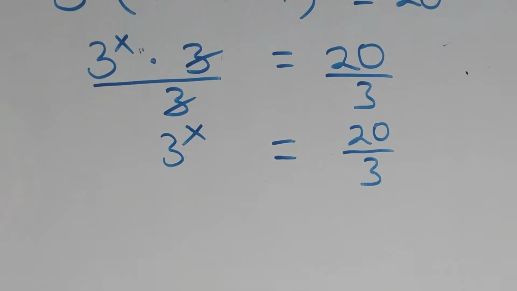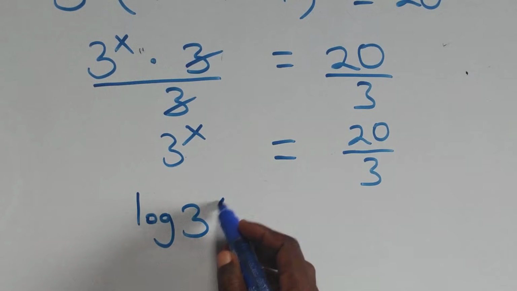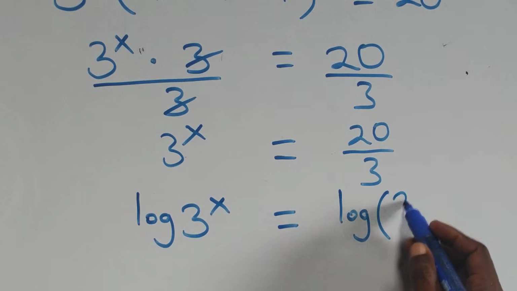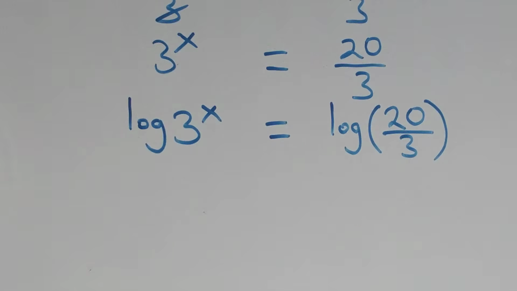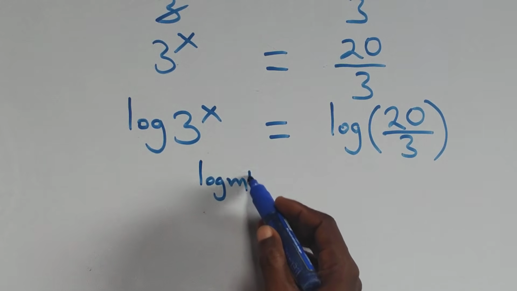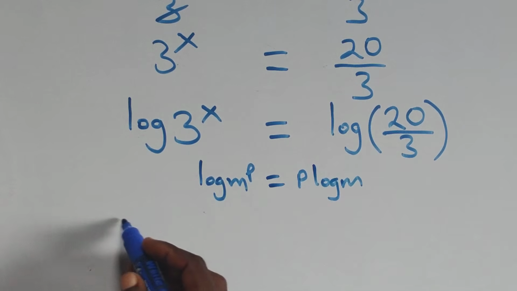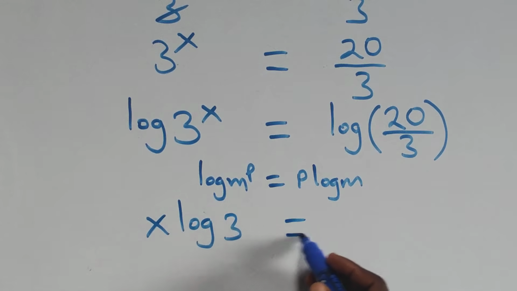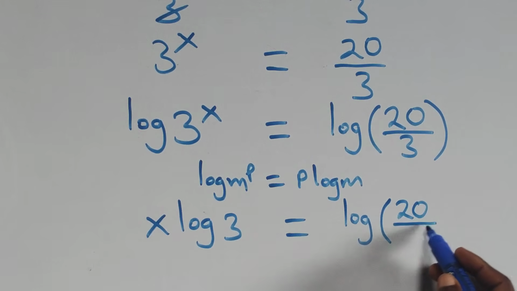The next step, we take the log on both sides. Here we have log 3 raised to power x equals to log 20 over 3 here. Then, applying the power law of logarithm, when we have log m raised to power p, which is the same thing as p log m, here this becomes x log 3 equals to log 20 over 3.